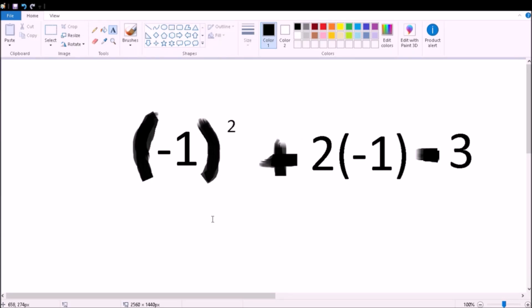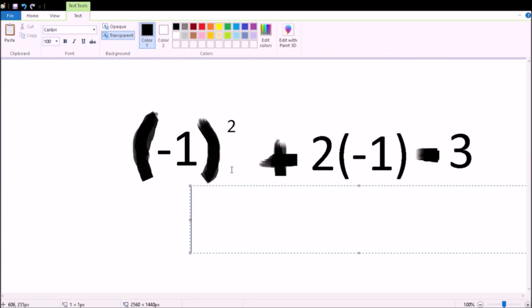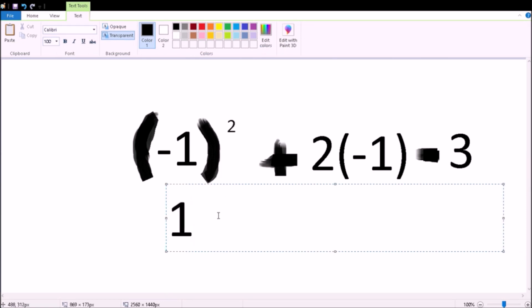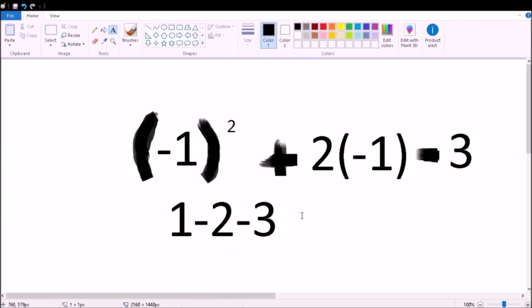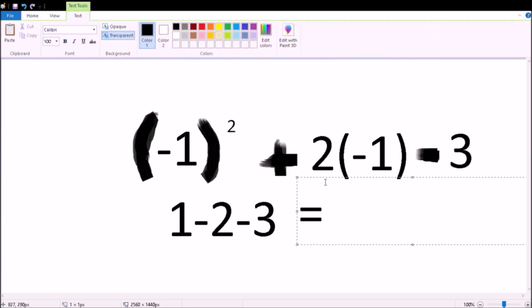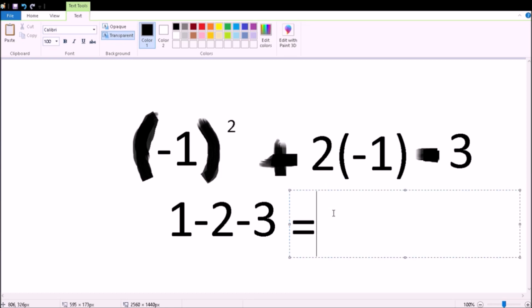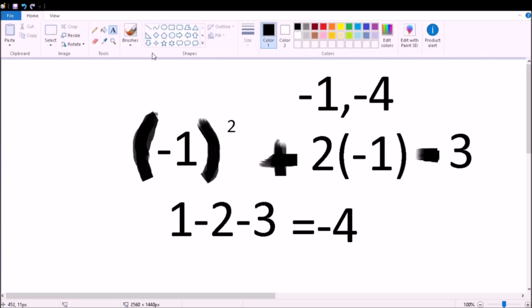To solve for the vertex on this equation, we're going to have to take negative 1 and plug it in. So negative 1 to the second power is 1, and then negative 1 times 2 is negative 2, and then that's all minus negative 3. If we combine negative 2 and negative 3, that makes negative 5, and then if we add 1, that makes negative 4. That makes the vertex negative 1, negative 4.